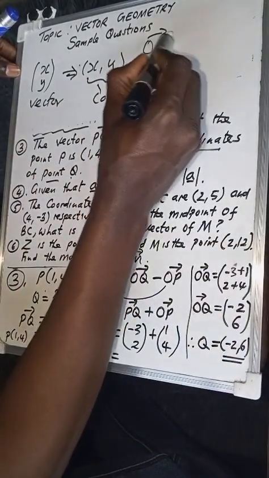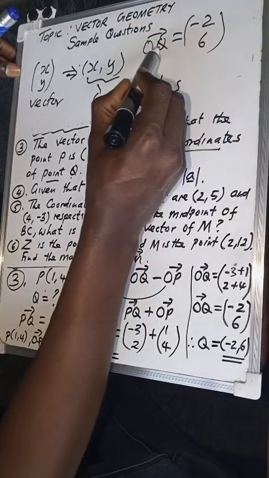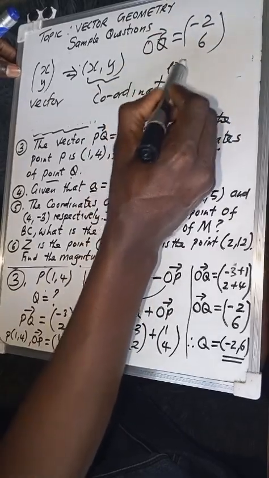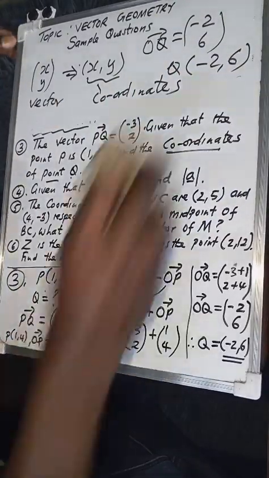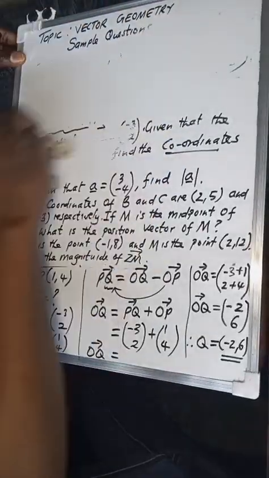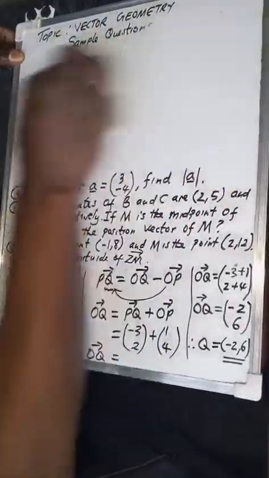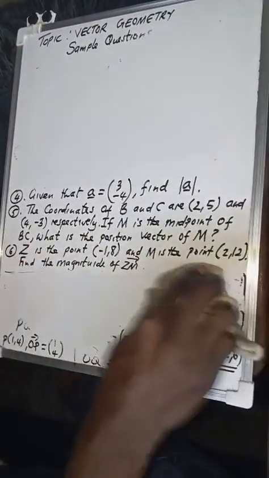Since OQ is equal to (-2, 6), if I want to get Q, just the coordinate Q, I just need to change this one to (-2, 6). That's basically the simple idea that you need to remember. There's nothing complicated about it. Let's move on to question number 4 so that we can teach you some more basic ideas of what you need to do.